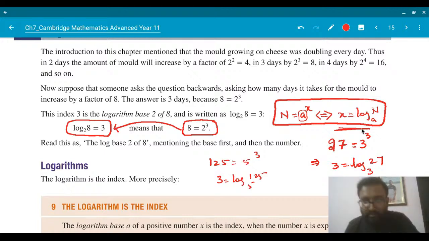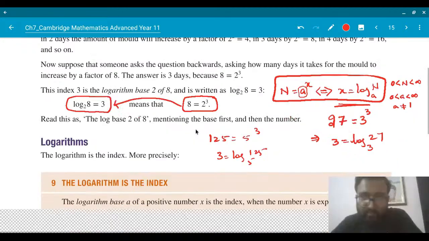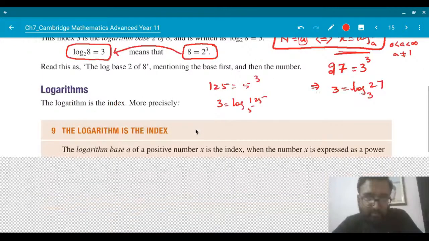Okay. But here the restriction is a should not be negative. A and n should always be positive. That is, 0 less than n less than infinity. And a is also 0 less than a less than infinity. Moreover, an additional condition: a should not equal 1. This is a major condition.